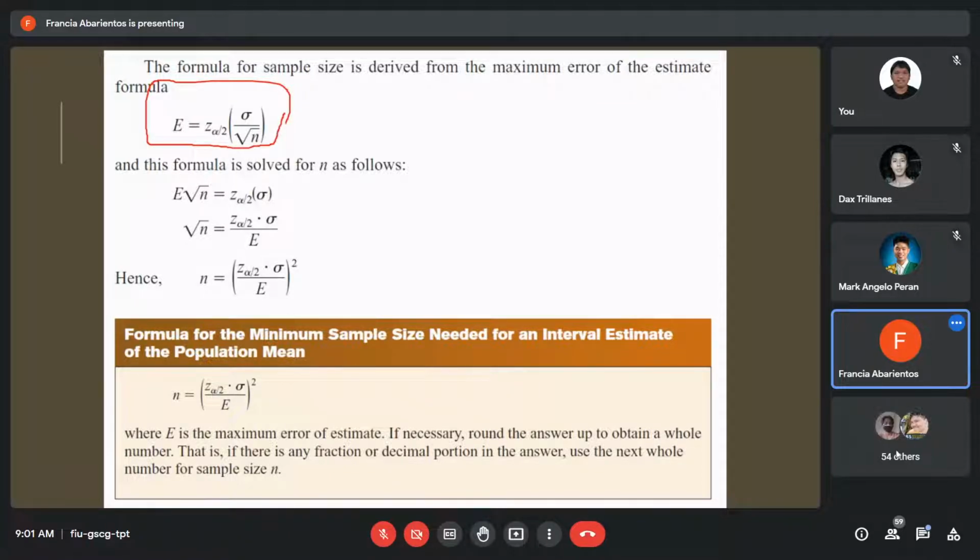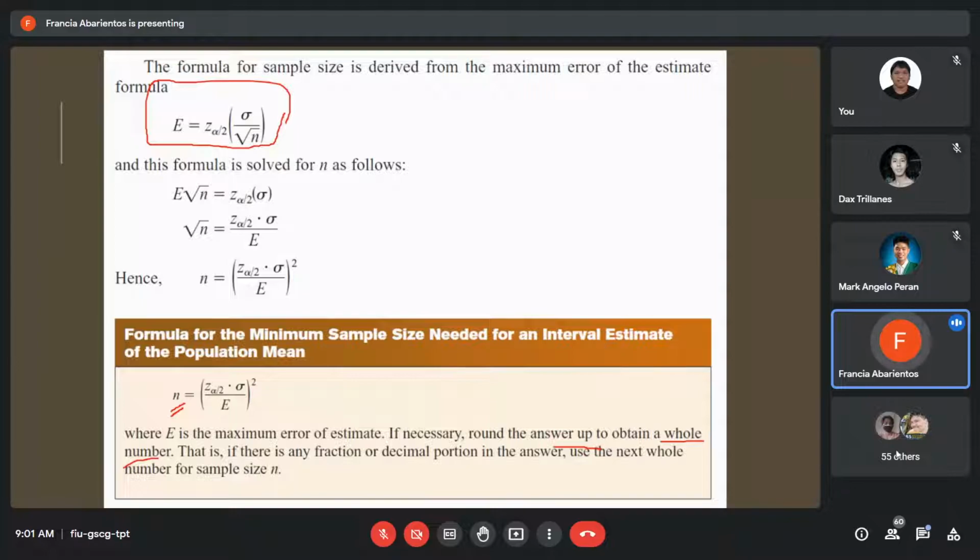So, this formula is solved for n as follows. Ayan, dinerive siya. So, you have now this: the n, pag hindi given sa atin yung sample size, where E is the maximum error of estimate. Yan. If necessary, round the answer up. Yan. To obtain a whole number.